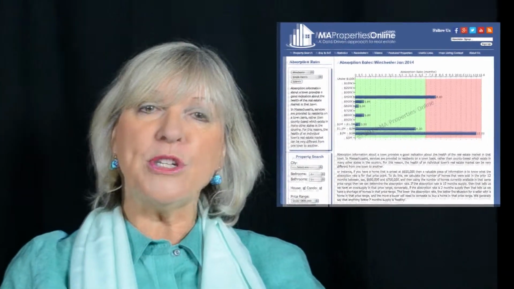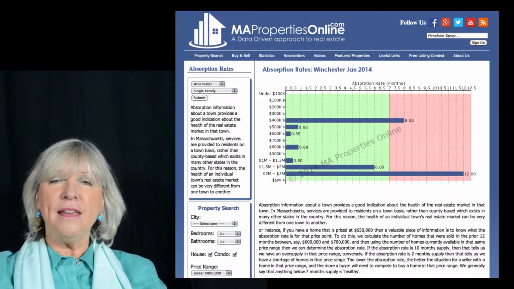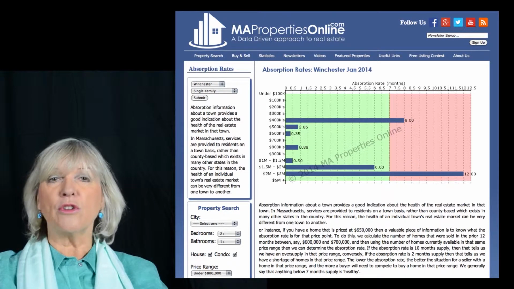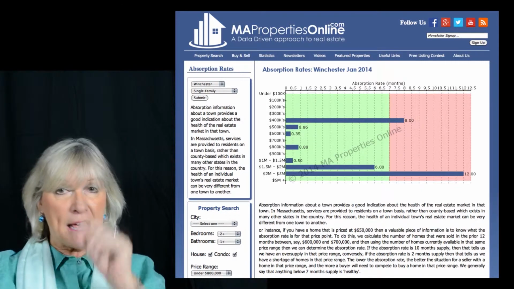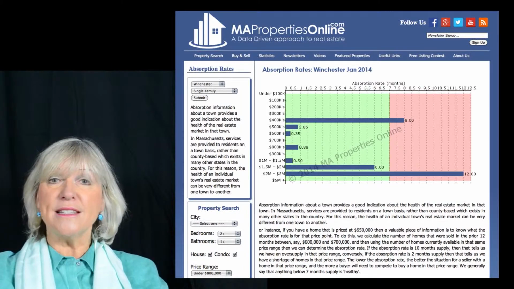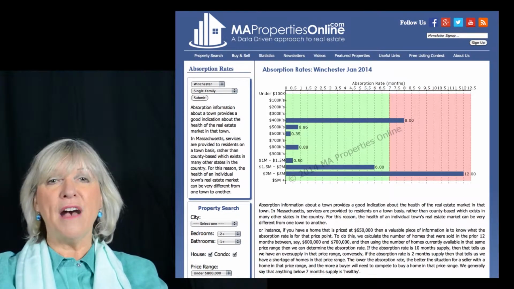Another example of limited supply is the absorption data for Winchester. Here you can see a little more inventory across all of the price ranges compared to Belmont, but not much more. This town also has a severe shortage of inventory with far more demand than there is supply.